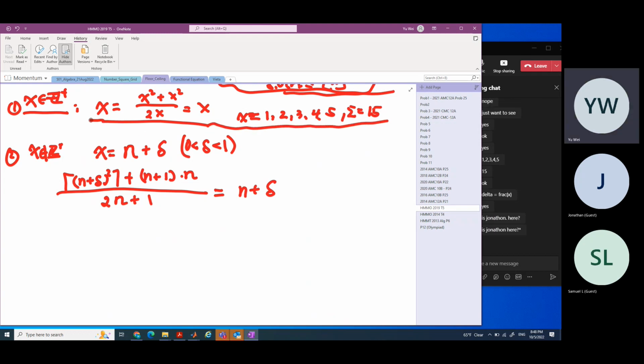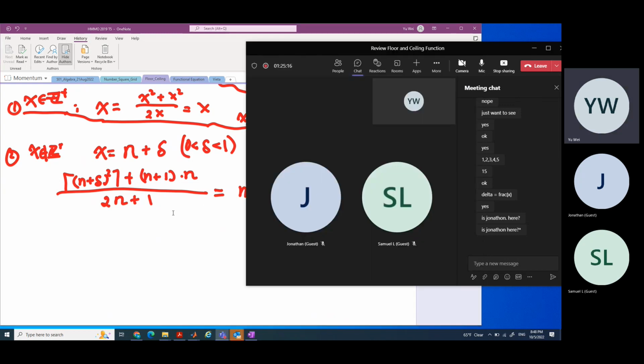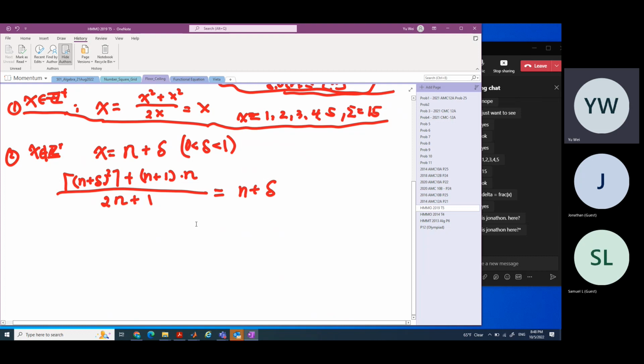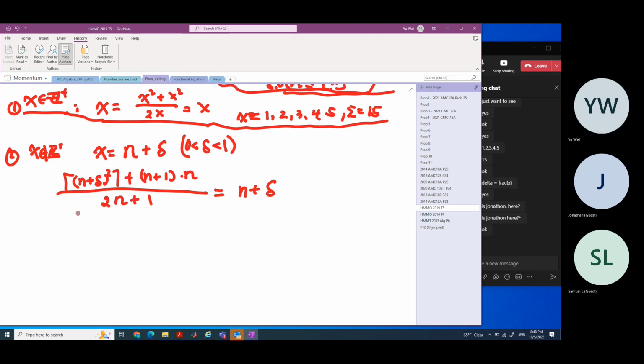Oh yeah, I considered the integer because I wanted to check what happens with the integer, right? Is Jonathan here? Yes, Jonathan is here. I think Jonathan is next. Jonathan is in the next room next to me. So any problem for this one?